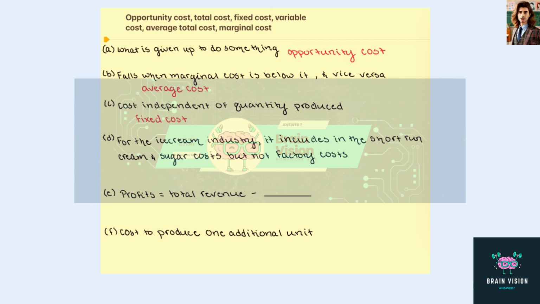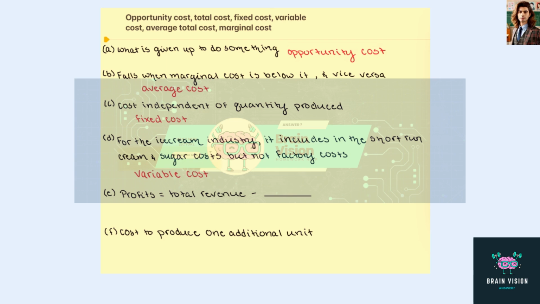Part D here is saying that for the ice cream industry, it includes in the short run cream and sugar costs, but not factory costs. So which cost is it that would include cream and sugar, but not those factory costs? And this one right here, this is known as our variable cost. So this is different from the fixed cost in part C because here we are not including that cost of the factory. We're including only the cost of these inputs of cream and sugar. And we know that in the short run, that's probably likely to differ within the ice cream industry. It's not going to be the same for this period as it is for the next period. And maybe that comes down to seasonal factors. We don't know. But the variable cost is going to be that cost that can change over time.